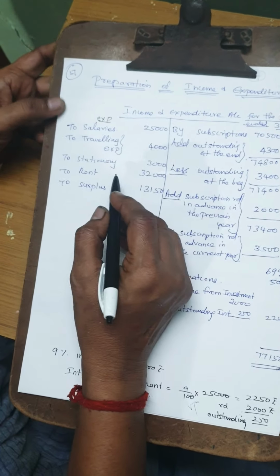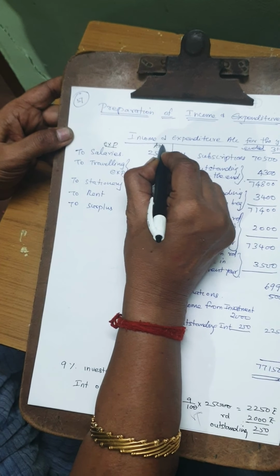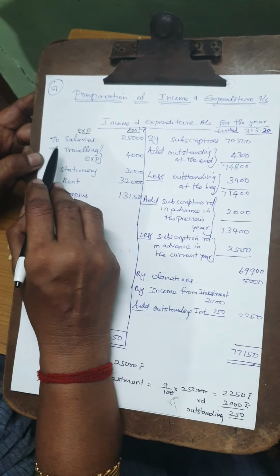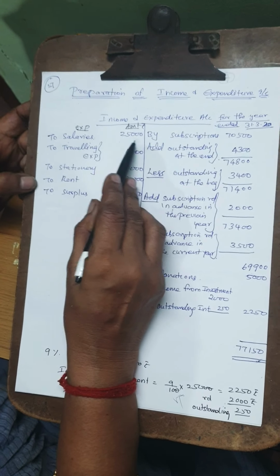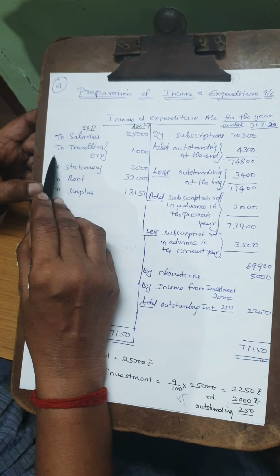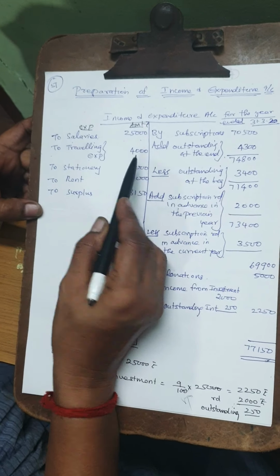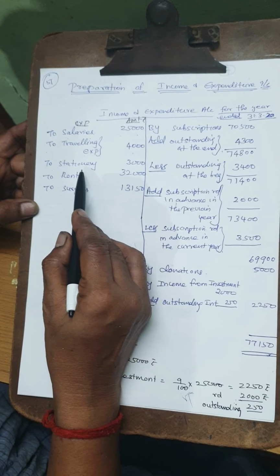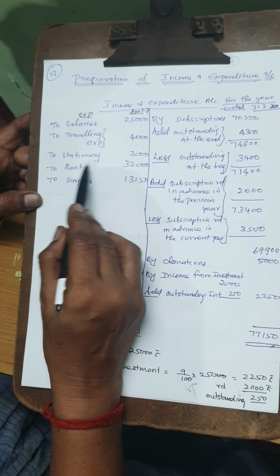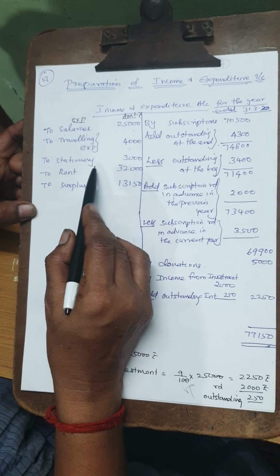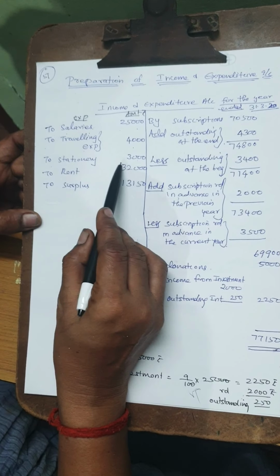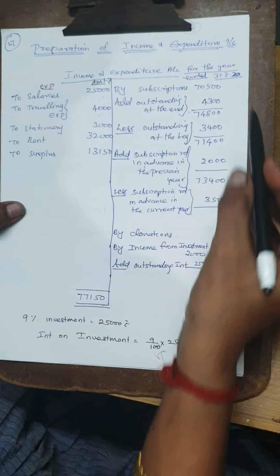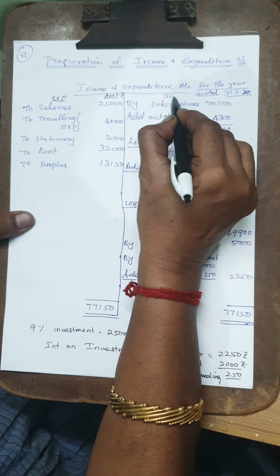On the expense side, the salaries first I have taken, no adjustment, so straight away I have written 25,000. To traveling expenses 4,000. To stationery 3,000. Here opening and closing not available, so we didn't calculate stationery used. We have taken it as a revenue expense. To rent 32,000.